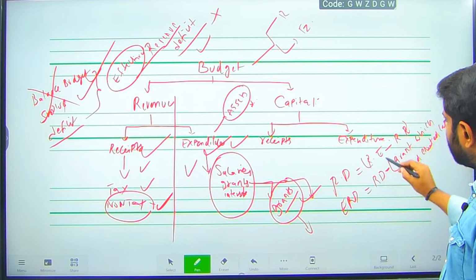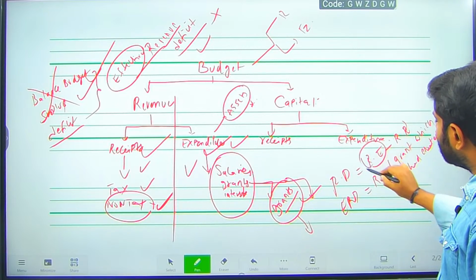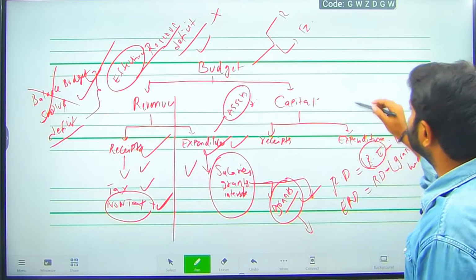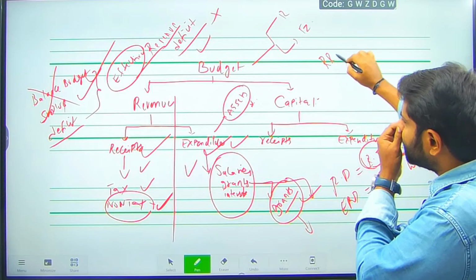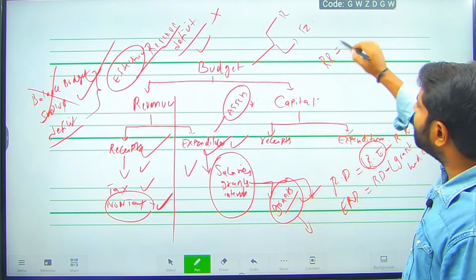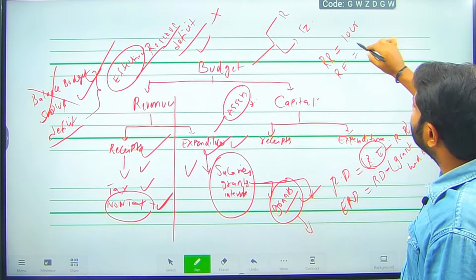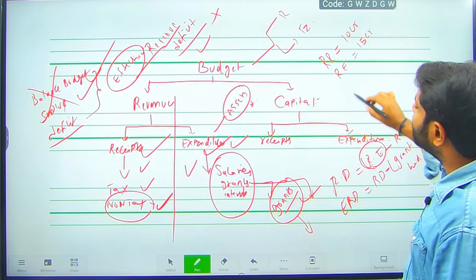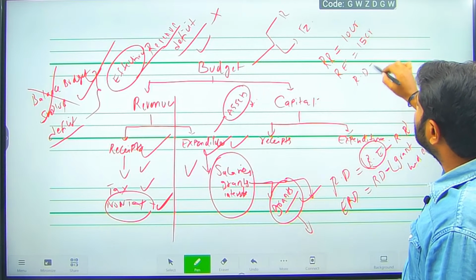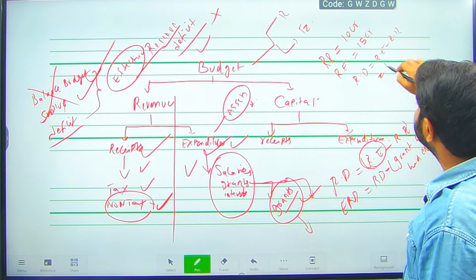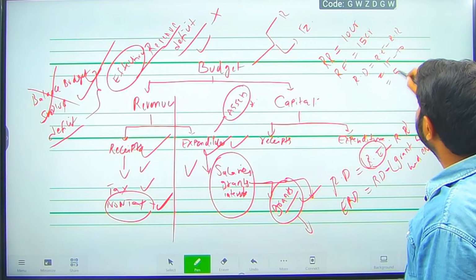Okay, normally that capital asset will be there in the revenue expenditure. I'll tell you taking an example. Let us consider revenue receipts are 10 crores and revenue expenditure is 15 crore. So the deficit is revenue expenditure minus revenue receipt, that is 15 minus 10, that is 5 crore.